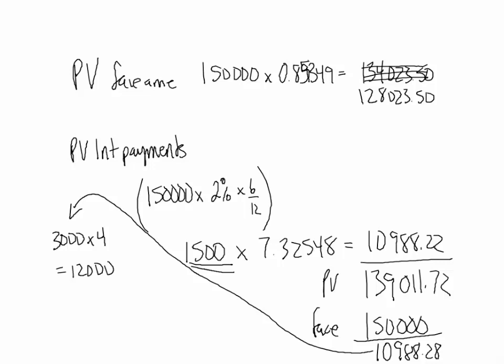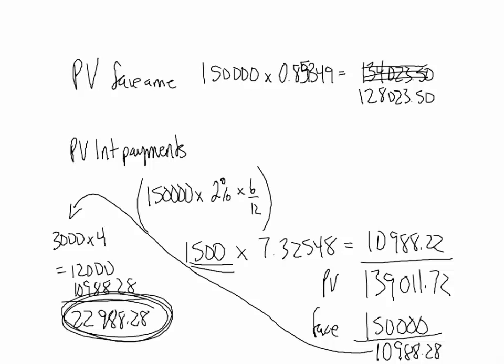But we're also going to have to pay the shortfall of $10,988.28. So in the end, we're actually going to pay more than the actual interest, right? Because we have to make up the shortfall, we're going to pay $22,988.28. That's the total amount of interest that we're going to pay because we accepted less than $150,000 at the beginning of the life of the bond.